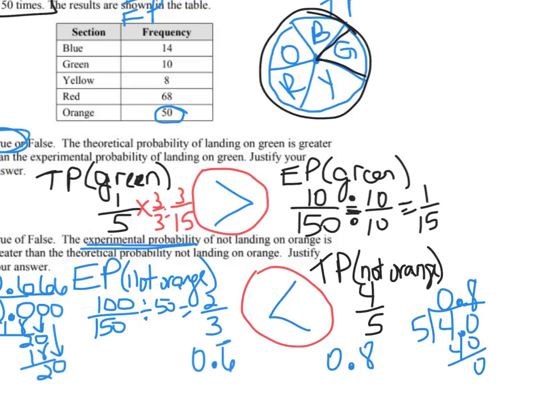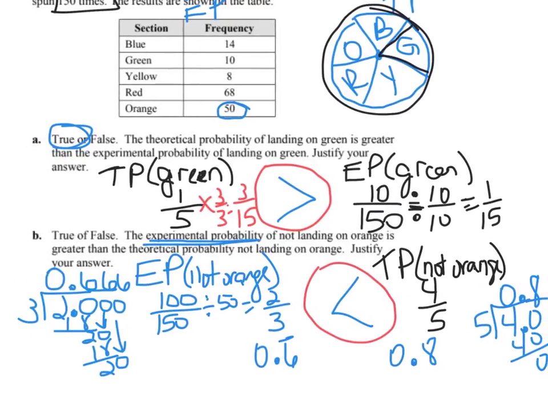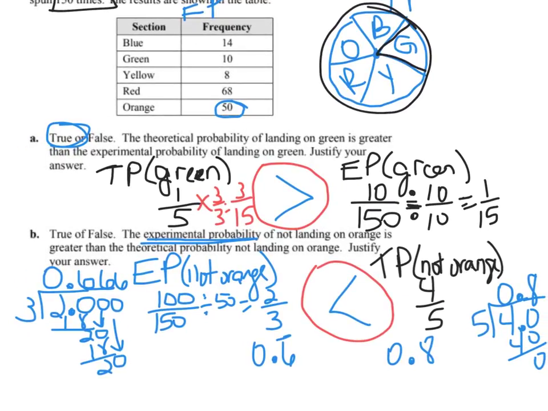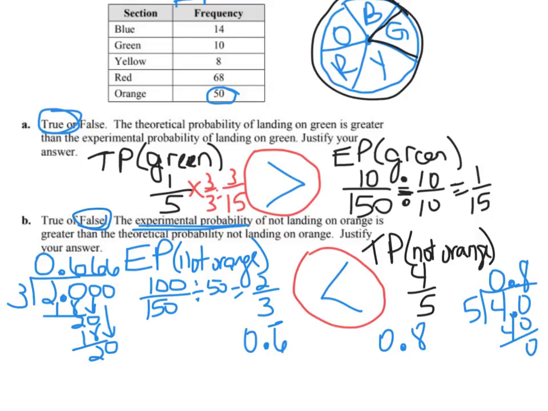It's less than. So let's go back to the question. It's saying, true or false, the experimental probability of not landing on orange is greater than the theoretical probability of not landing on orange. Is that true or false? That is false. So we circle it and we're done with those two questions. So basically, what we did is what we've been doing for the last 2 or 3 days. We're comparing theoretical probability and experimental probability. And like I said, if you need to draw a picture for theoretical probability, go ahead and draw it because sometimes it's easier to see it that way than just to figure it out.